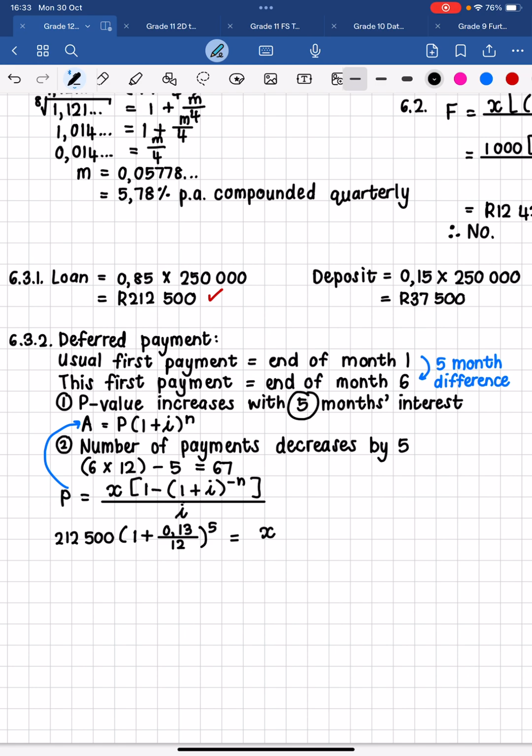This must now be equal to, remember, I'm calculating X. That's what the question was asking for. 1 minus bracket 1 plus, again, the same interest rate.